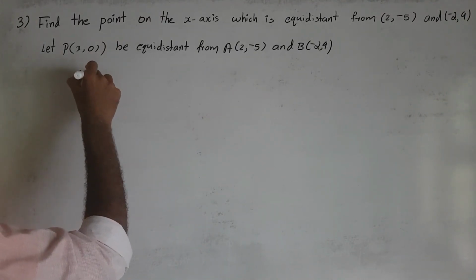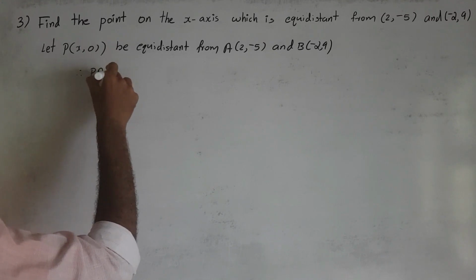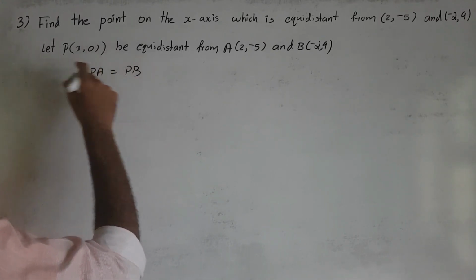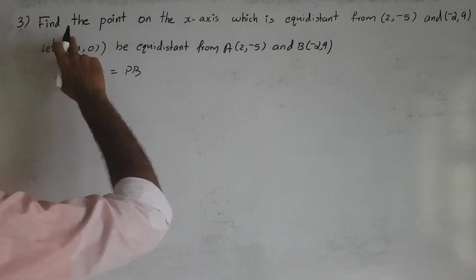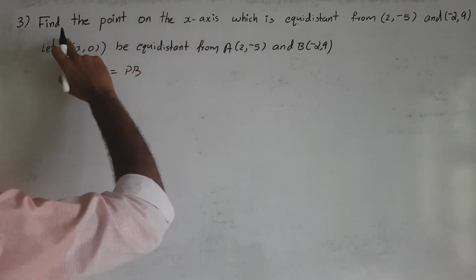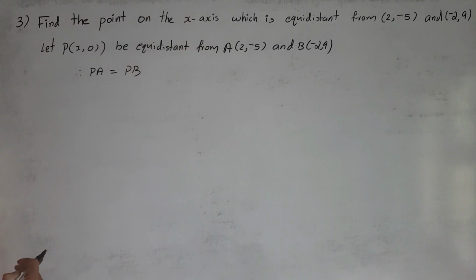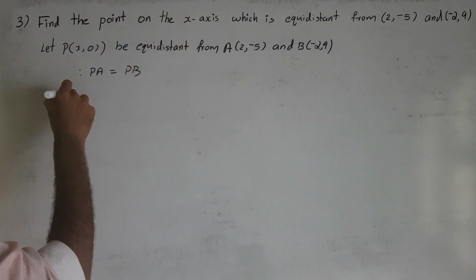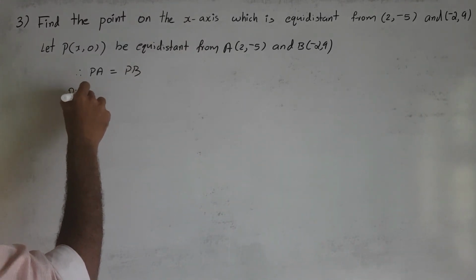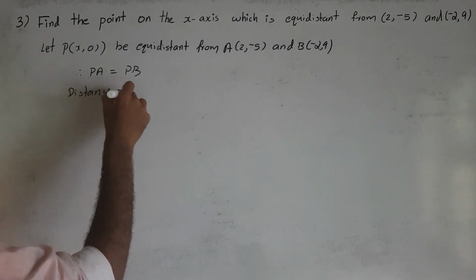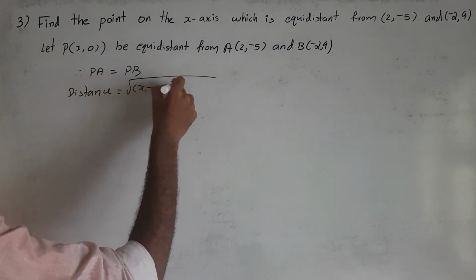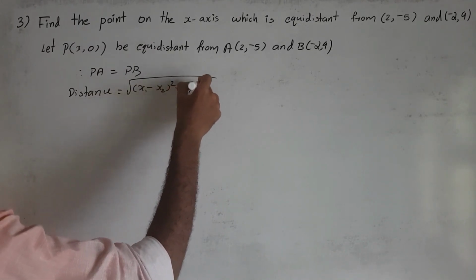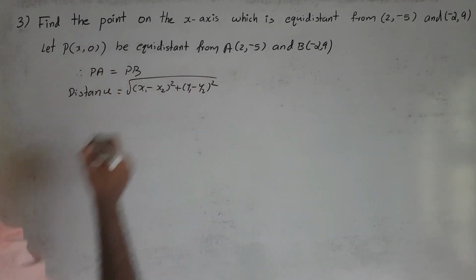Therefore AP or PA is equal to PB. P is equidistant from A and B means the distance from P to A is equal to the distance from P to B. Okay, so we apply the distance formula: distance is equal to root of (x1 minus x2) whole square plus (y1 minus y2) whole square.